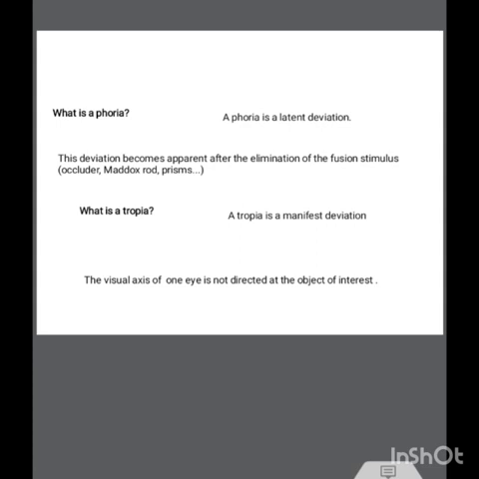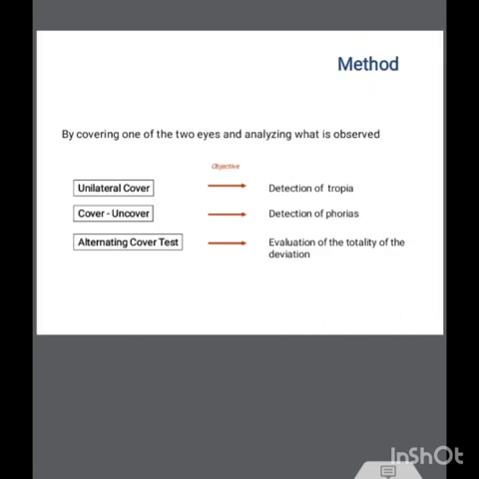Squint or strabismus is again divided into phoria and tropia. Phoria is a deviation that becomes apparent after the elimination of the fusion stimulus, and it is also called latent deviation. Tropia is a manifest deviation where the visual axis of one eye is not directed at the object of interest.